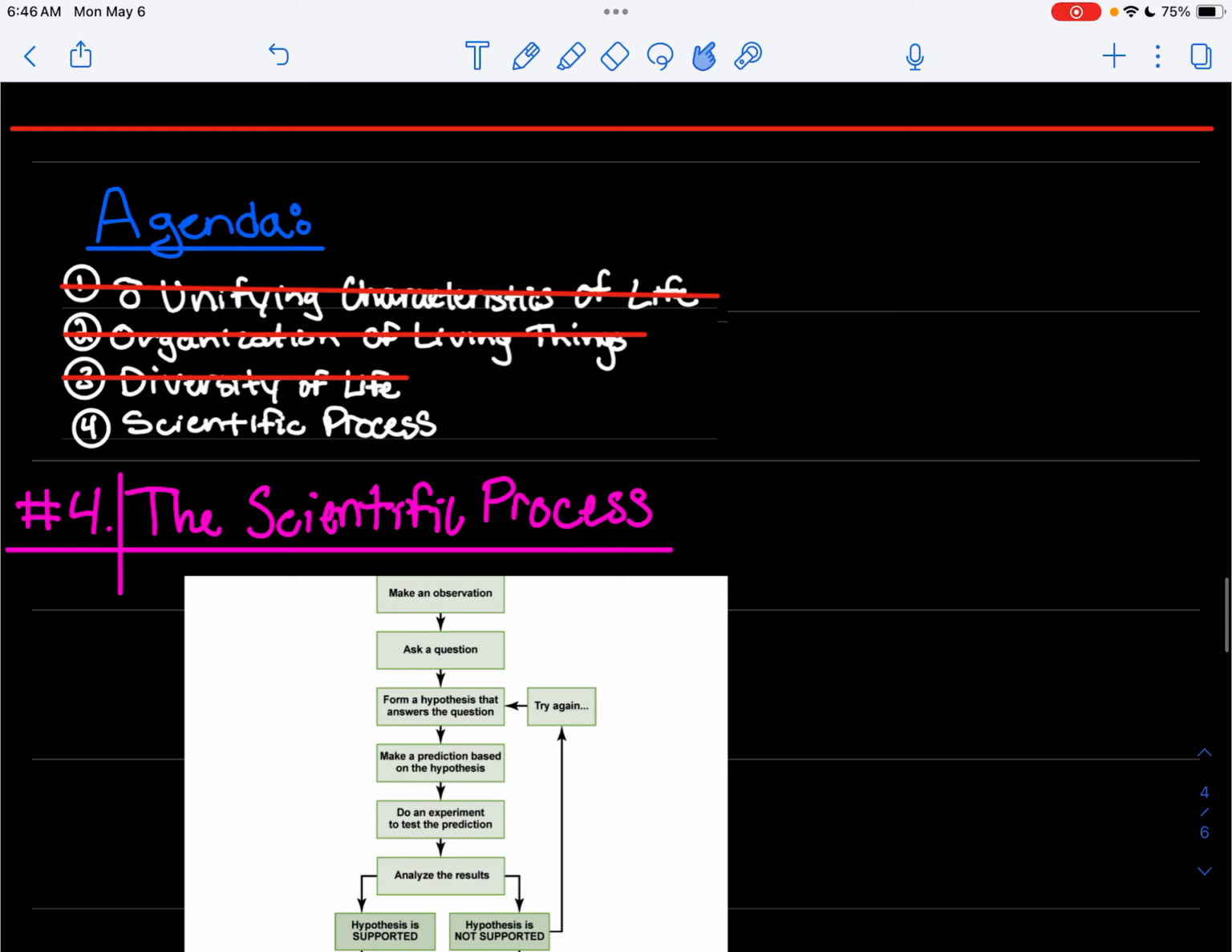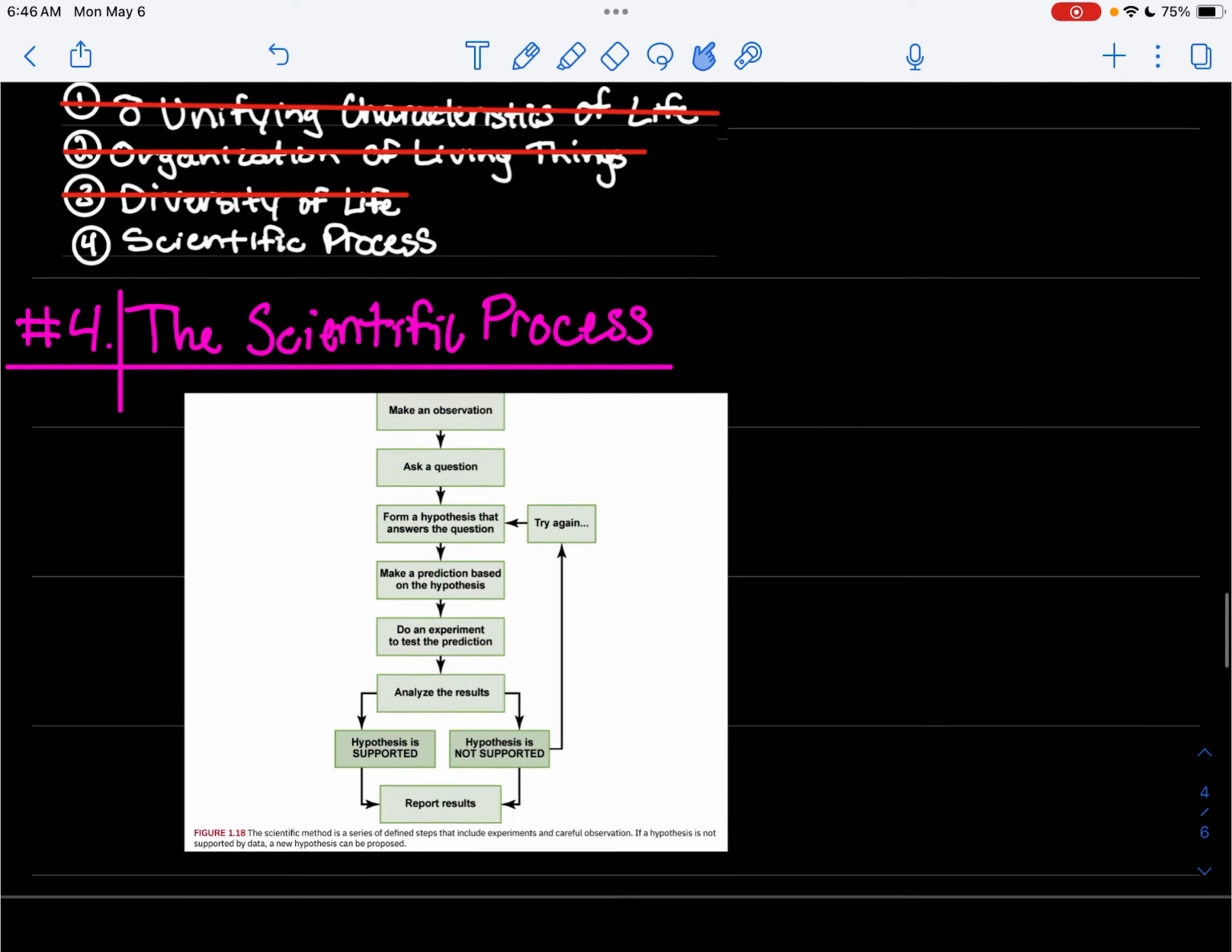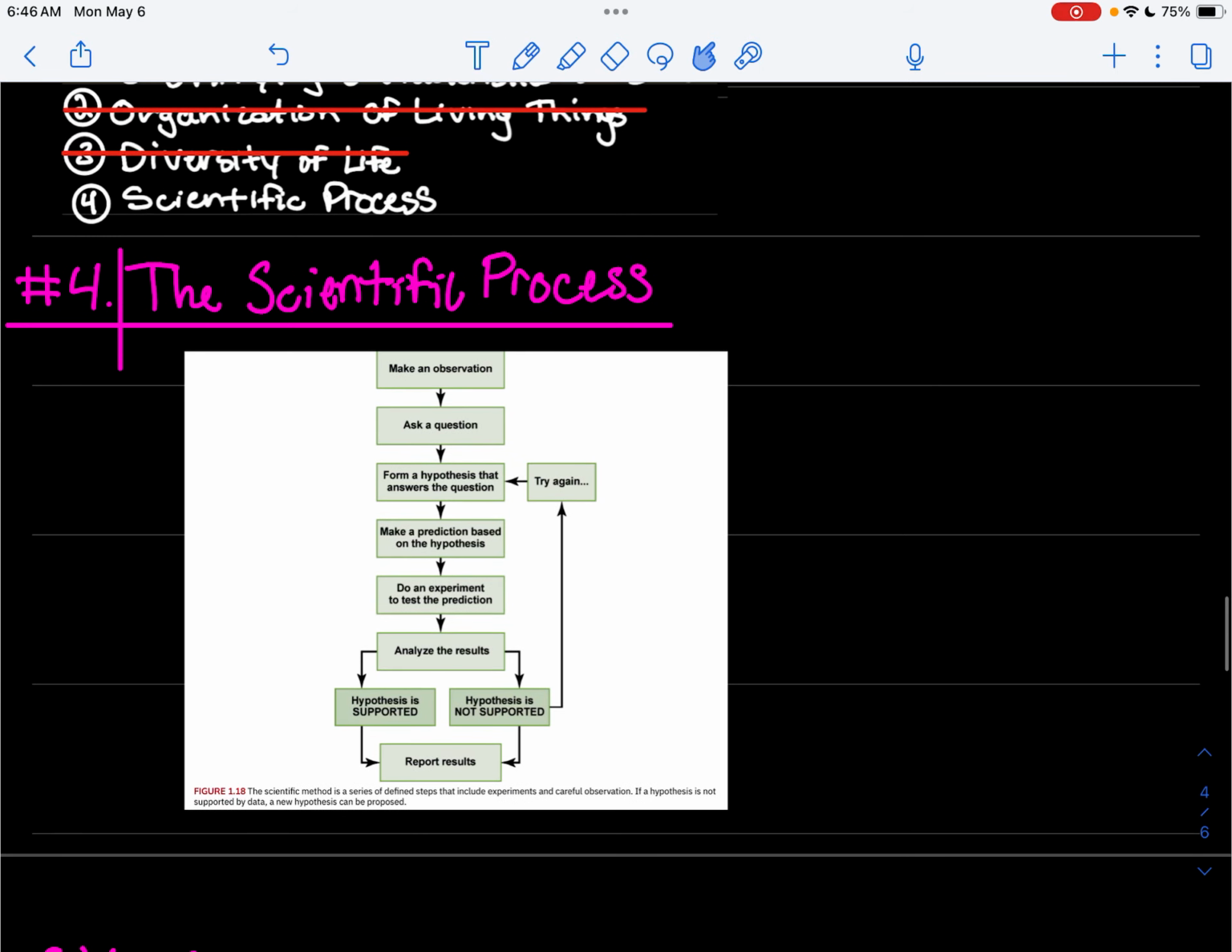Fantastic. We made it through 1, 2, and 3 on the list, so let's move on to the scientific process. You've probably had some exposure to this in your elementary school or in your former schooling before now, but I still want to take a look at the scientific process. So that's our next topic.